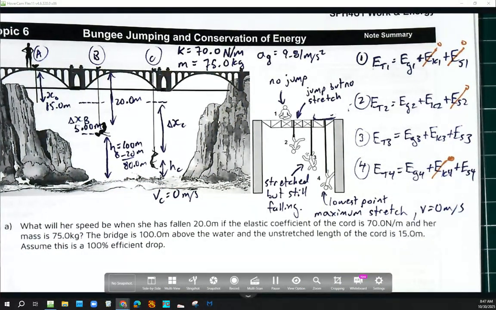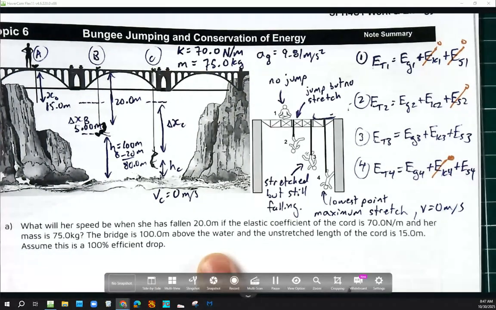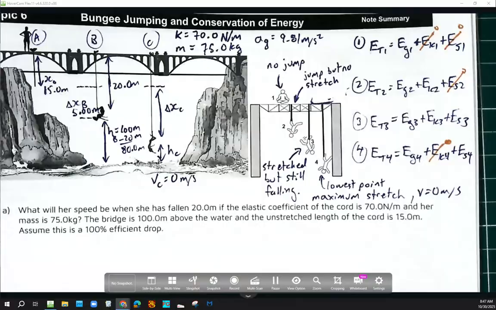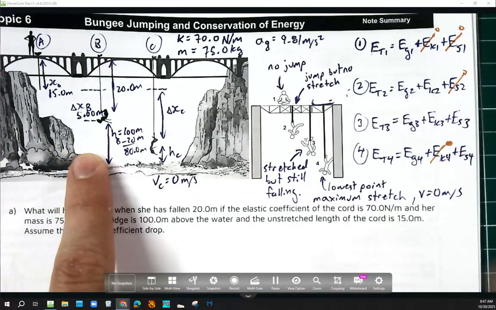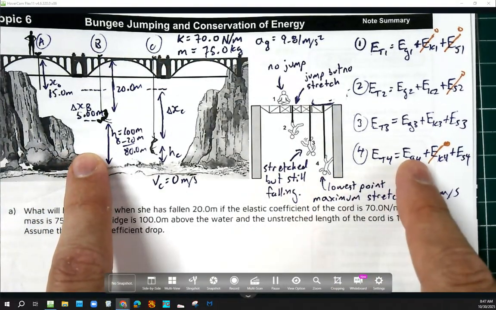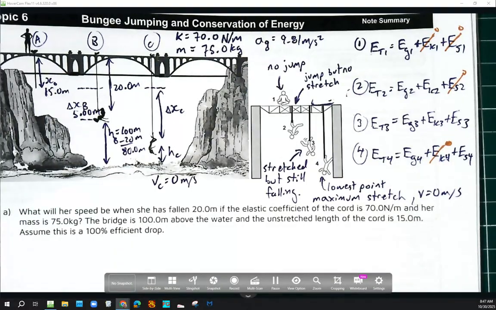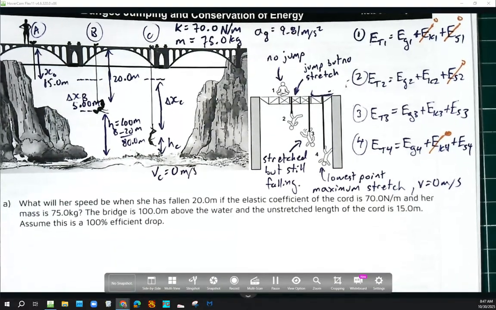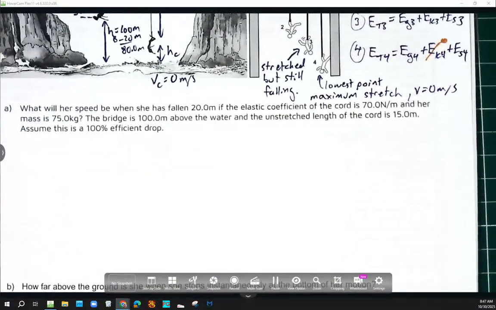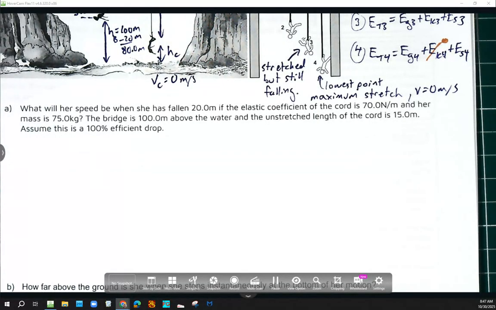So those are our guiding equations, if you like, and I want to use them to talk about how we're going to solve this problem. We've got an illustration for our specific scenario, and guiding equations for the general case of falling off a bridge with a bungee cord around your ankles. I want to look at this question: what will her speed be when she has fallen 20 meters, if the elastic coefficient of the cord is such and her mass is such? The bridge is 100 meters above the water and the unstretched length of the cord is 15 meters.